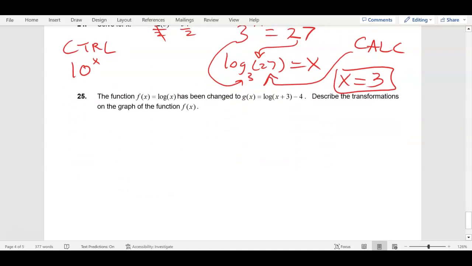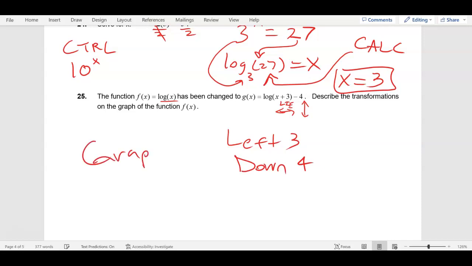Last one. If this log x has been changed to this, okay, please remember, insiders lie left to right. Outsiders don't lie, they're up and down. So this thing goes left 3 and down 4. You could also graph and compare. All right, and that's your review for your final.